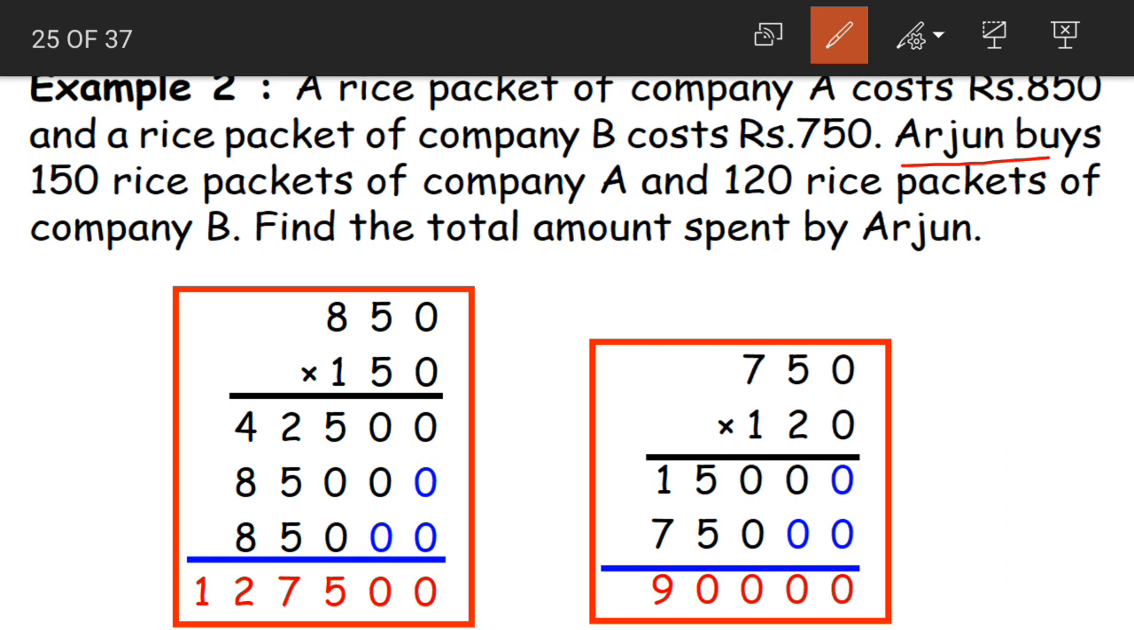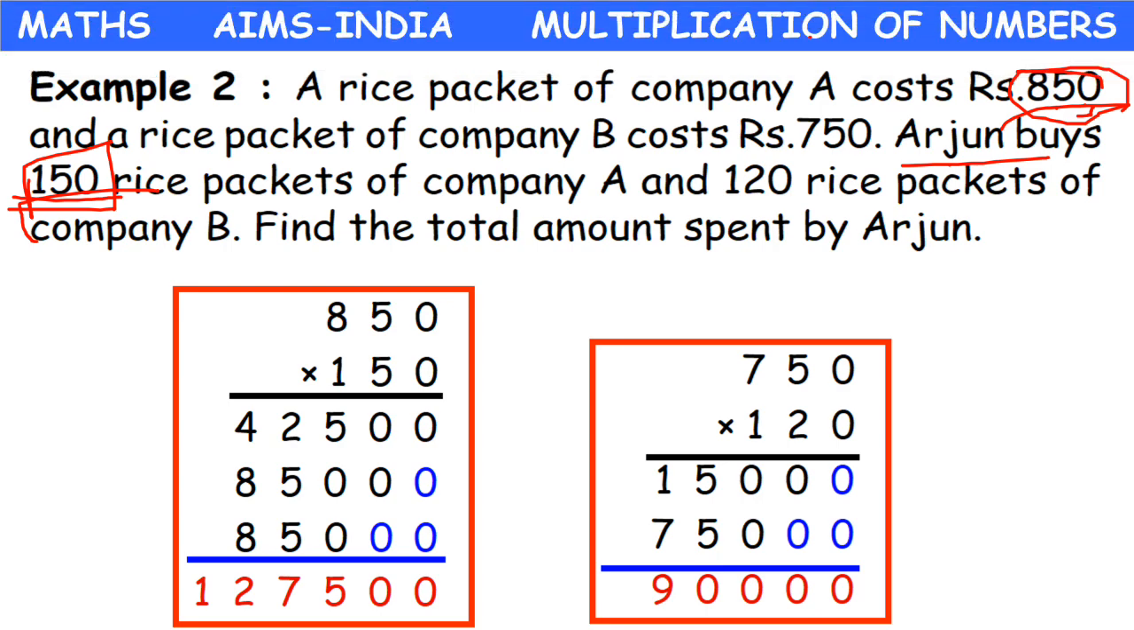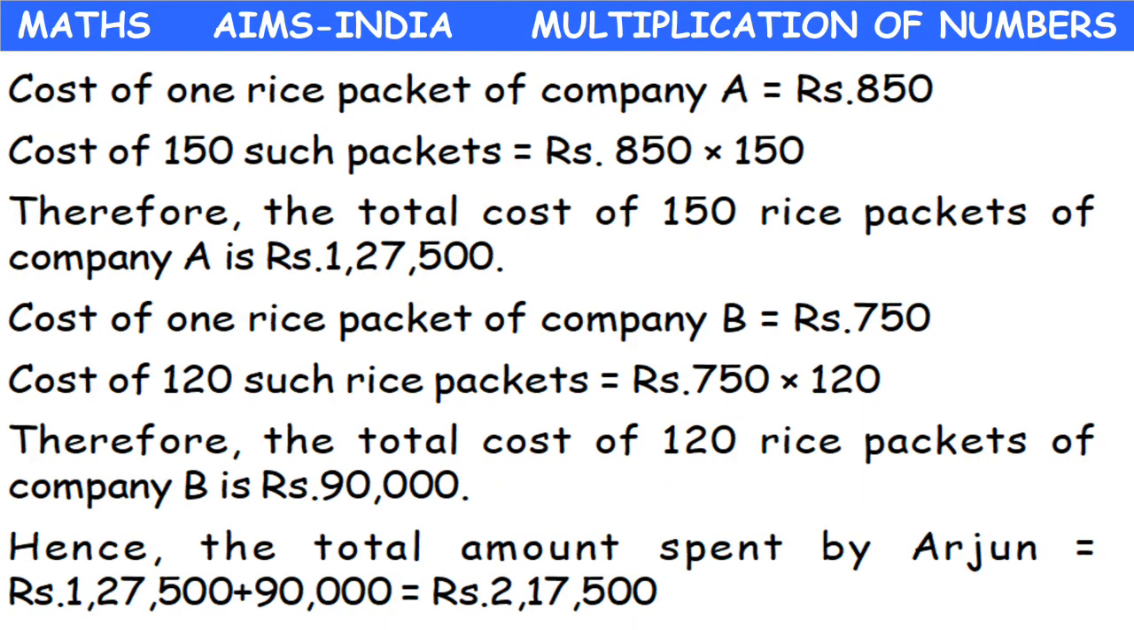Who bought that? Arjun bought 150 packets of A. Yes, each packet costs rupees 850. And how many packets did he get? He got 150 rice packets. So first we need to find out the actual cost of these 150 rice packets. The steps are not given? Yes, the steps are given.